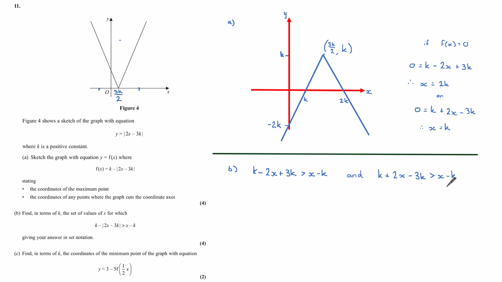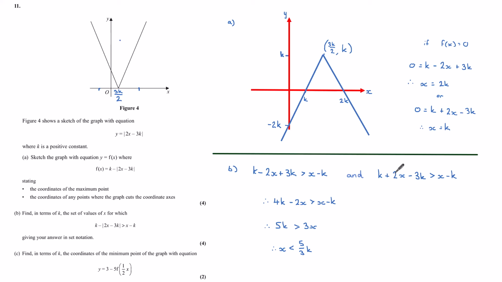So if we look at the left-hand side first of all, simplifying the left-hand side here, that's 4k minus 2x is greater than x minus k. Then adding 2x to both sides and adding k to both sides gives me 5k greater than 3x. Dividing through by 3 gives me x is less than 5/3 k.